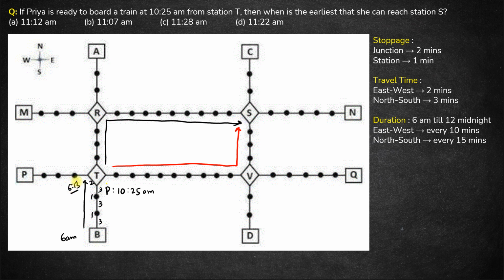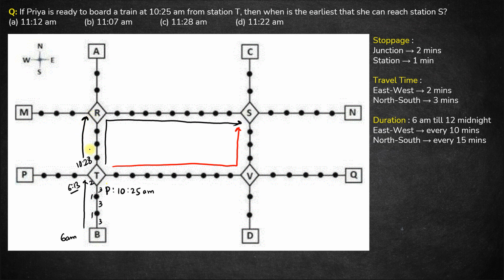So there will be a train leaving T at 10:13, right? And after that there will be a train leaving at 10:28. So the 10:13 train Priya will not be able to catch, but Priya can catch the train leaving at 10:28 a.m., right? So Priya can start latest by 10:28 from here, and from 10:28 she will reach R by what time?